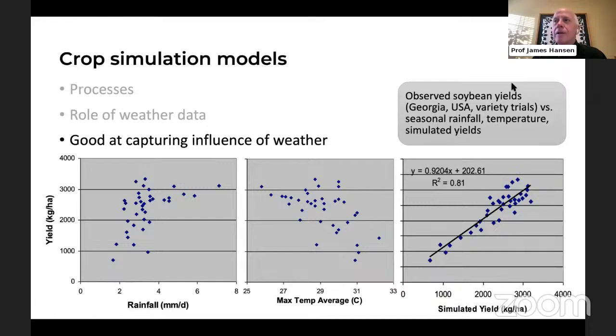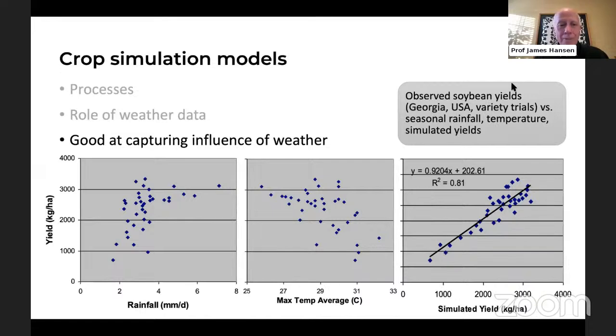A crop model's ability to capture the dynamic interactions between daily weather data, soil water and nitrogen balances, and crop growth and development actually makes them quite good in most cases at capturing the influence of weather and the interaction between weather and at least some of the management decisions that they can model.